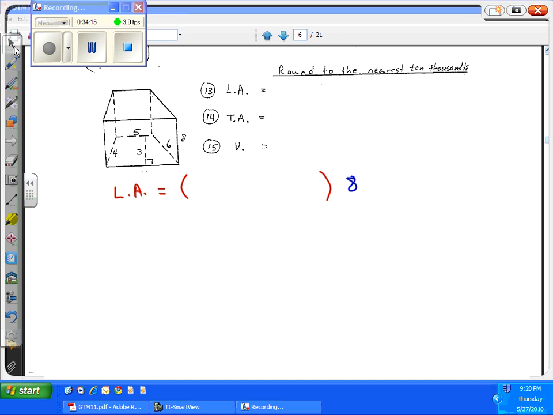Now, to get the perimeter of the bottom, we have 4, 5, 6, and we don't know. So we have 4 plus 5 plus 6 plus, we don't know that one. Perimeter of the bottom times 8. Well, how are we going to get that? Well, let's extract that.